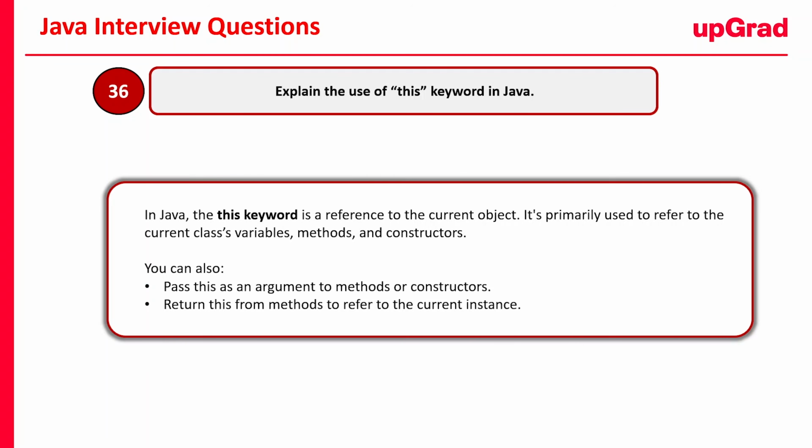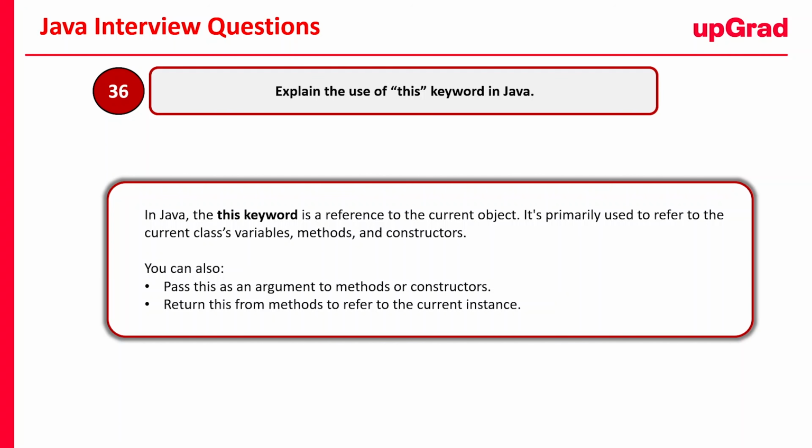So in Java, the this keyword refers to the current object of the class. It helps the program understand that you're talking about the current object's variables or methods. This is especially useful when a method's parameter has the same name as the class instance variable. So this makes it clear you are referring to the object's variable.